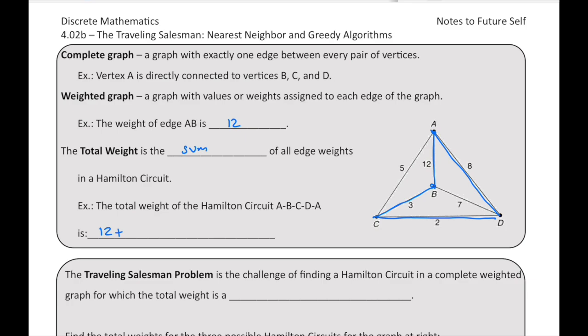From B to C, we spent a weight of 3. From C to D, we used a weight of 2. And from D to A, we used a weight of 8. So that gives us a total of 25. The total weight, therefore, of that Hamilton circuit is 25.